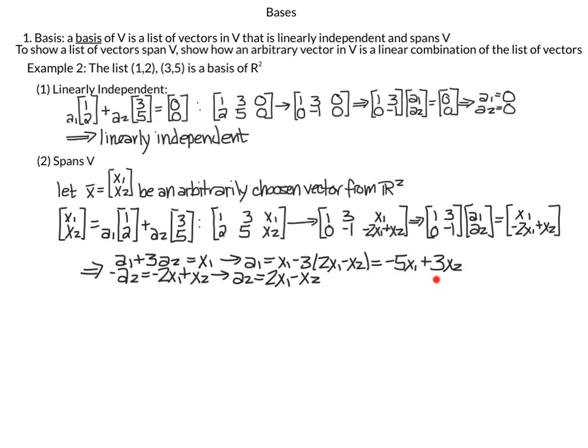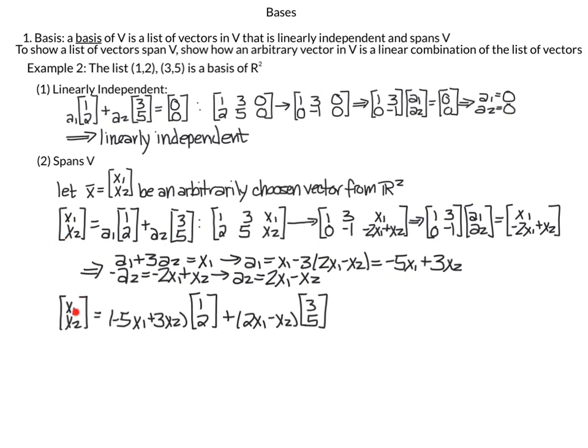So once someone gives us the vector x1, x2, a particular vector, we can solve for the coefficients that go in front of (1, 2) and (3, 5). So we can show how it's a linear combination of these two vectors. And I went ahead and wrote that out. So our (x1, x2) is equal to a1, which is minus 5x1 plus 3x2, times our first vector (1, 2), plus a2, which is 2x1 minus x2, times our next vector (3, 5).